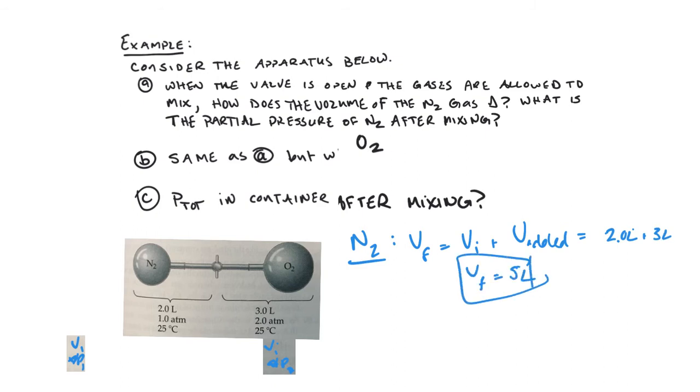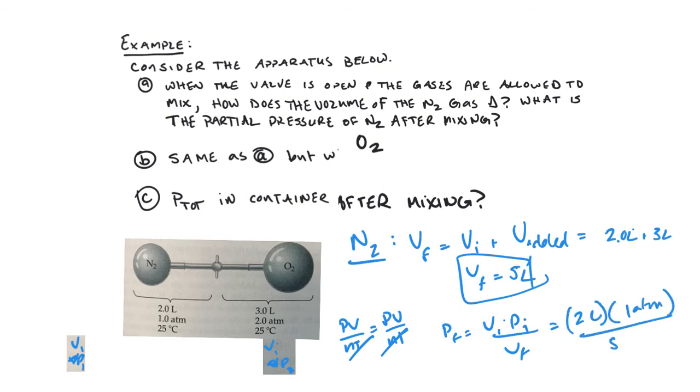And remember that that final volume is actually the same as the final volume for O2. So they're both going to be 5 liters. If I'm looking for the final pressure, remember that PV over nT at any one set of conditions equals PV over nT at any other set of conditions, and n and T are constant, so they cancel out. So final pressure is going to equal the initial volume times the initial pressure over the final volume. So that's going to equal 2 liters times 1 atmosphere over 5 liters. So the final pressure of the nitrogen is going to equal 0.4 liters, or sorry, 0.4 atmospheres, which makes sense.